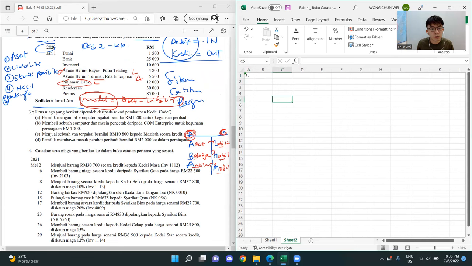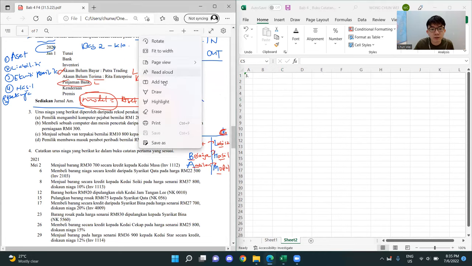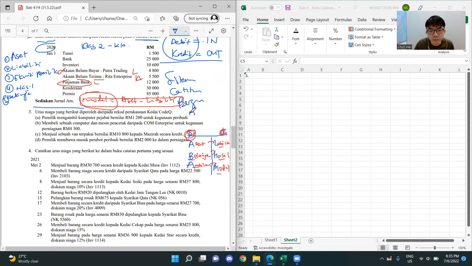Okay, so let's read it first. Urus niaga yang berikut diperoleh daripada rekod perakaunan kedai kod Q. Number A, pemilik mengambil komputer pejabat bernilai RM1,200 untuk kegunaan peribadi. So what is this actually? This is actually an ambilan, right? So how do we know if it's ambilan? Mengambil komputer pejabat untuk kegunaan peribadi. Peribadi means sendiri. So when you mengambil barang untuk kegunaan sendiri, that is ambilan.